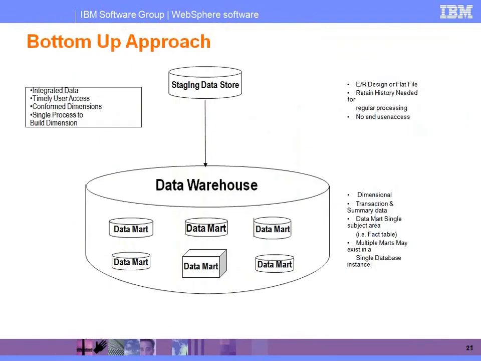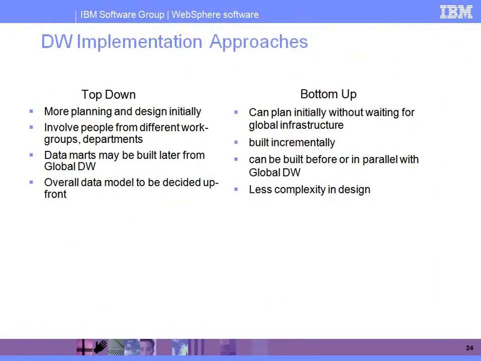What is going to happen in the top-down approach? In the top-down approach, more planning and design is needed initially while implementing any data warehouse for any project. But when it comes to the bottom-up approach, we can plan initially without waiting for global infrastructure.